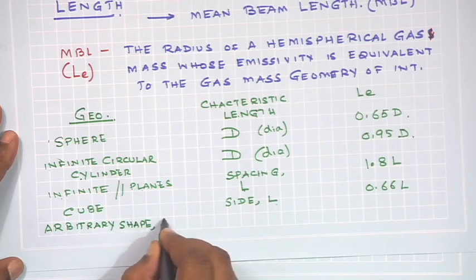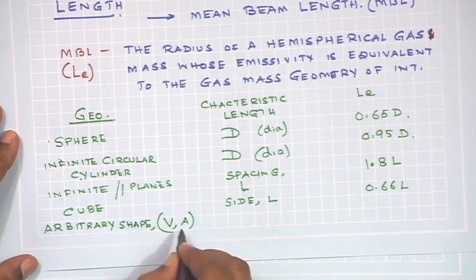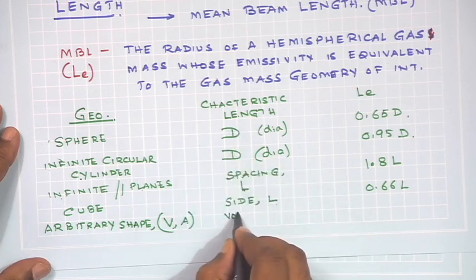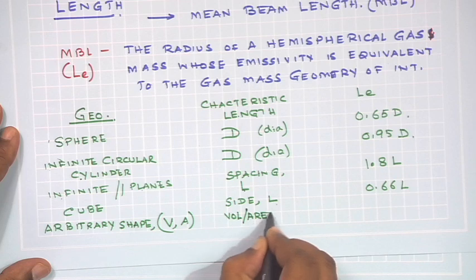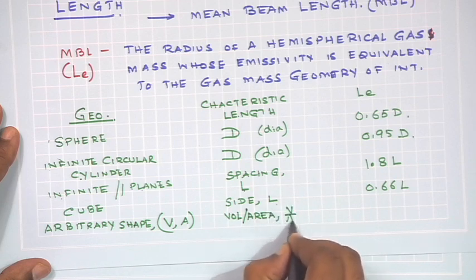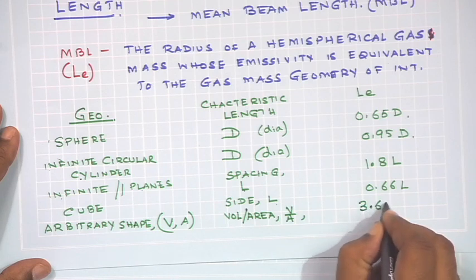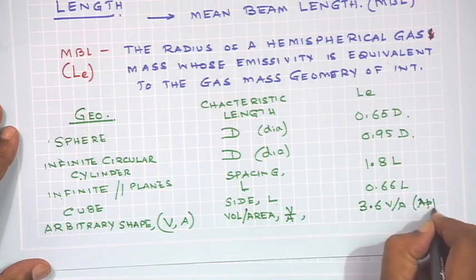of volume V and surface area A. So, it is a volume V, surface area A, then the characteristic length, as we have done before, is volume by area, that is V by A, and the beam length is going to be 3.6 V by A, and this is just an approximate value.